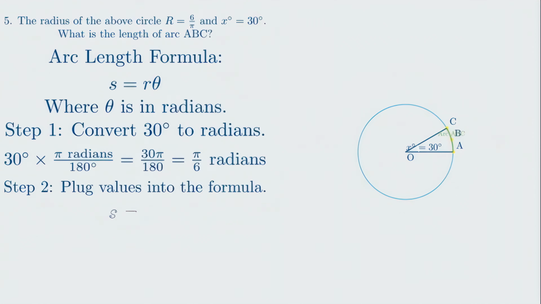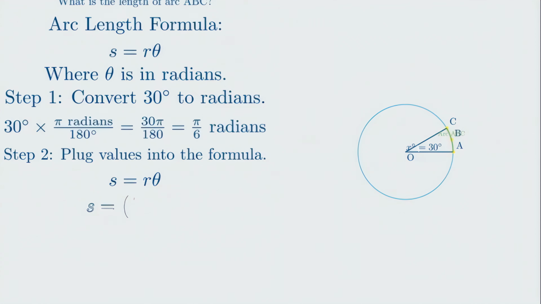Let's substitute our values into the formula S equals r times theta. Our radius r is 6 over pi, and our angle theta is pi over 6. Notice what happens here.